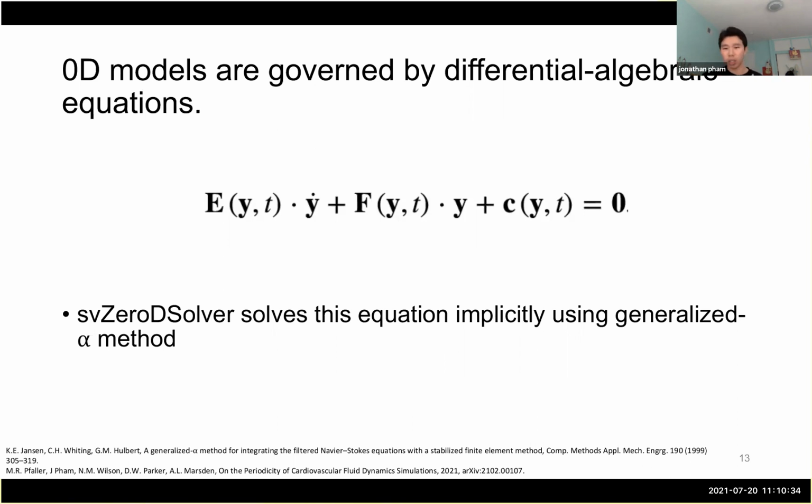And then in Synvascular, we solve this global equation using a generalized alpha time stepping method to simulate the flow rate and the pressure, as well as other hemodynamic quantities of interest, such as volume in chamber models or other things like that.